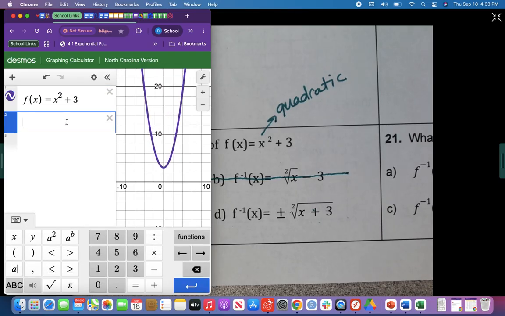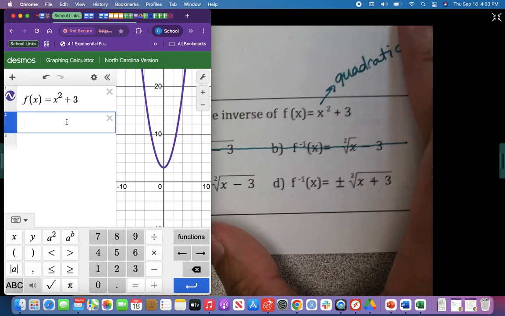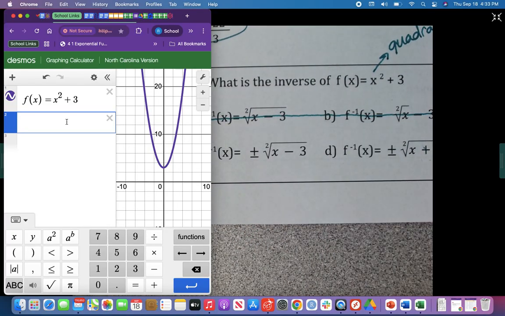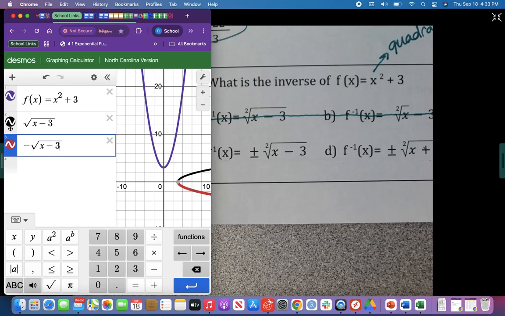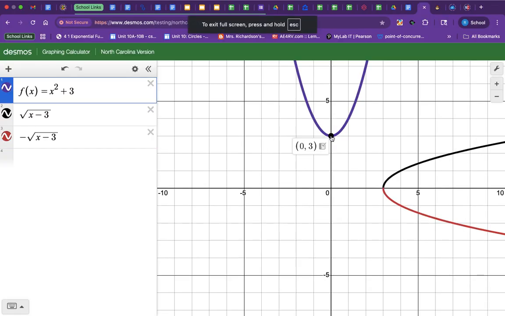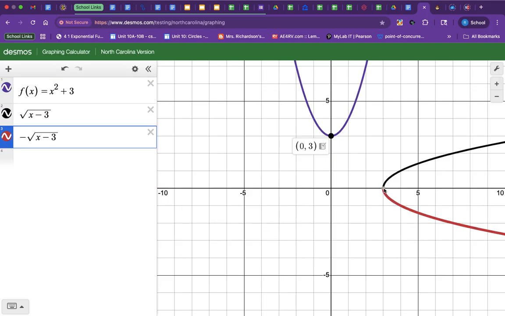There we go. All right, and then there is no plus or minus button, so you would have to type these in separately. So the square root of x minus 3, and then I need the negative square root of x minus 3. All right, so there we go. So I'm going to pick a point. So that's 0, 3. So for my inverse, I should have the point 3, 0, which I do.